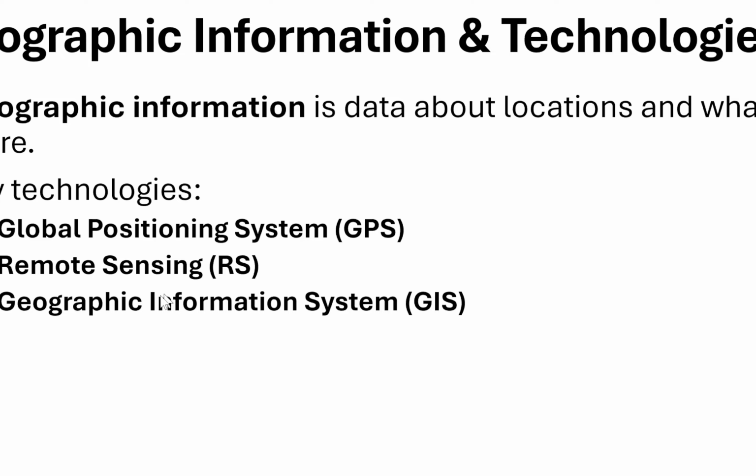Then we have remote sensing. We will study remote sensing in detail, because this is how we get information from satellite images. It is the technology behind the satellites, how they take information or images of the Earth. And then the third is geographic information system. This is basically combining these two: whatever satellite images we have, from that we extract information. So this geographic information system is very useful.